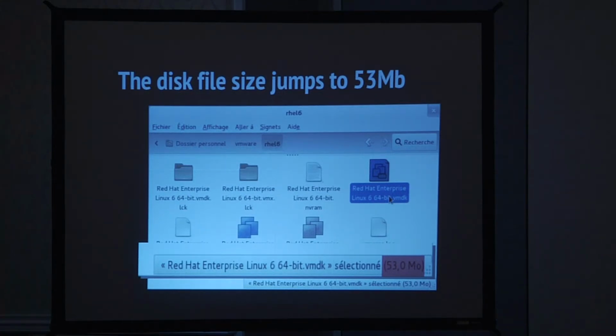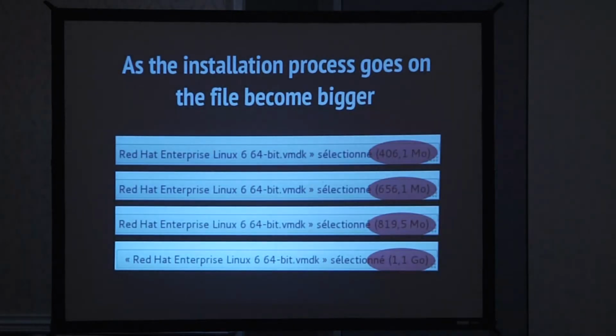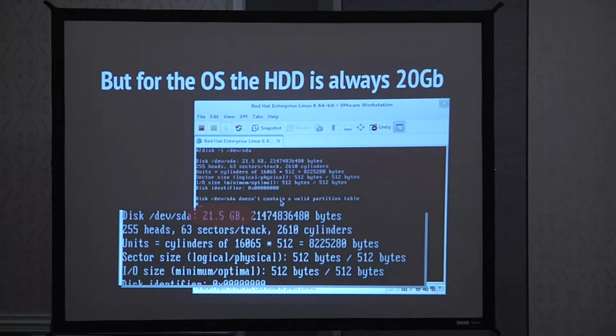So it's 53 megabytes, and as the installation process goes on, the file becomes bigger. So it will be 400, 600, 800, 1 gigabyte, and so on. But for the OS, it's always 20 gigabytes. But really, it's not 20 gigabytes.